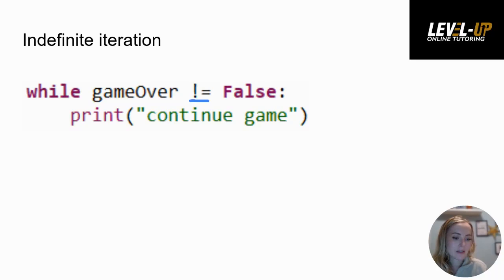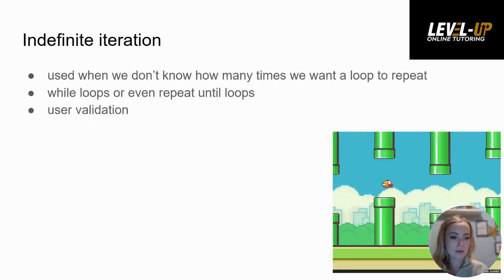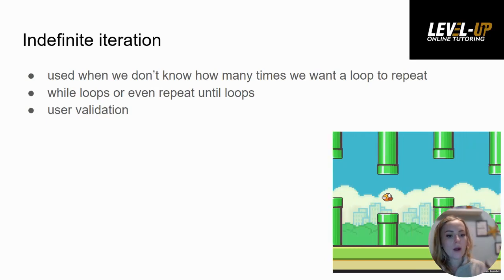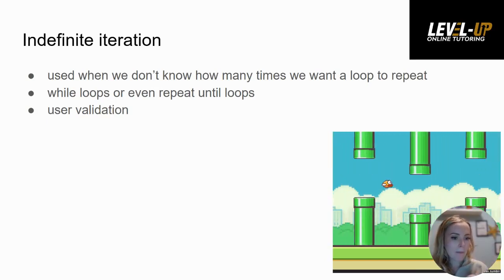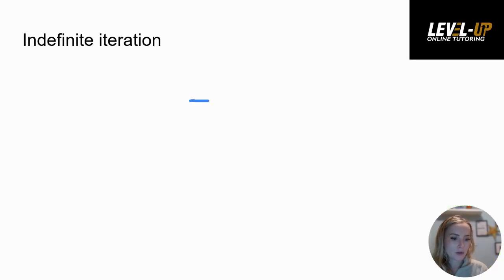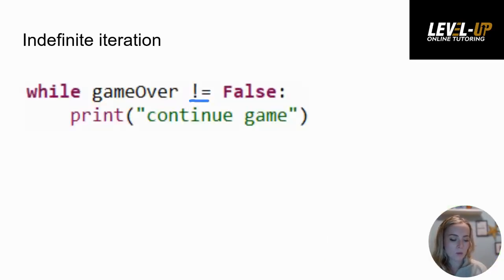Obviously, this is going to give us an indefinite loop because game over is never set to false in this instance, but this is how a lot of games will work. While the value of game over is not set to true, so for example, taking you back to the Flappy Bird example, we might have written in the code, when bird is touching the green pipe, then set game over to true. Then we would obviously exit this while loop.